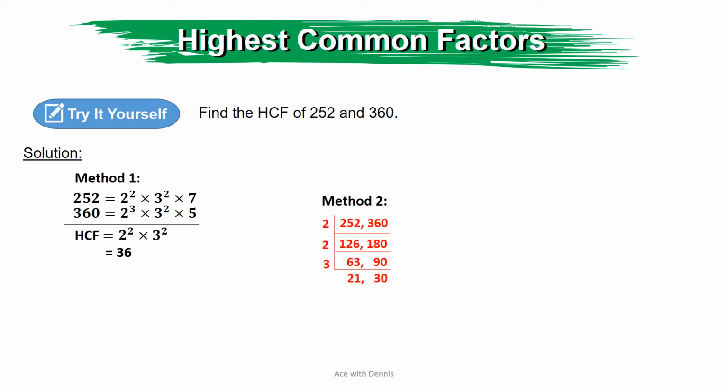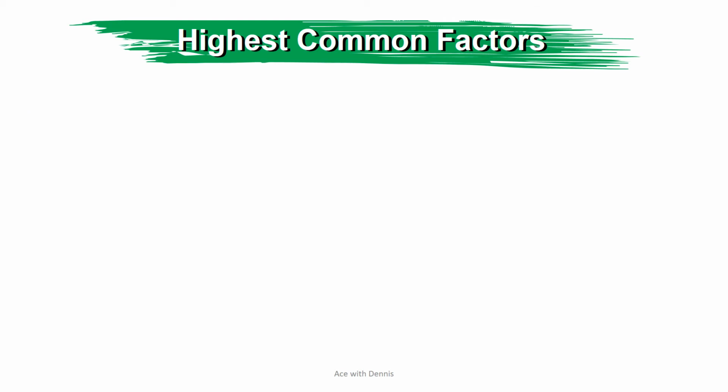So 63 divided by 3, we get 21. 90 divided by 3, we get 30. 21 and 30 are divisible by 3. Therefore, we divide by 3 and we get 7 and 10. And now, 7 and 10, there is no common divisor. Therefore, HCF equals 2 squared times 3 squared, which gives us 36. What about finding HCF for more than 2 numbers?